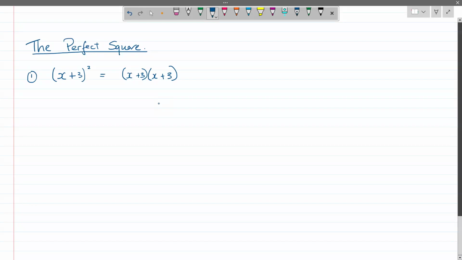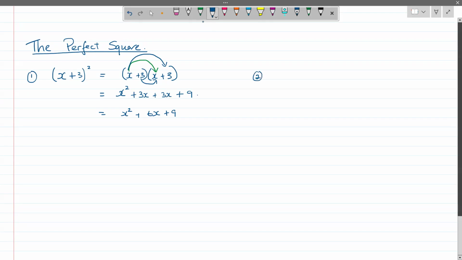Now, there's a pattern when we square brackets. Look at this pattern, right? We'll do a couple examples. x by x is going to give me x squared. x by 3 is going to give me plus 3x. And then 3 by x is going to give me plus 3x. And then 3 by 3 is going to give me 9. So I am going to get x squared plus 6x plus 9. Right? Keep that in mind.